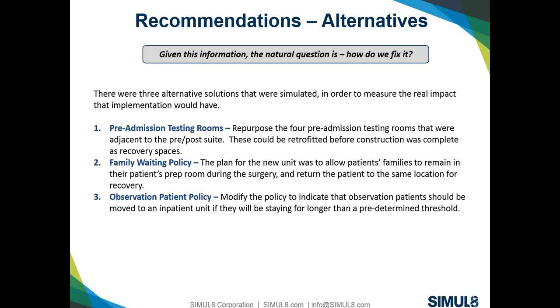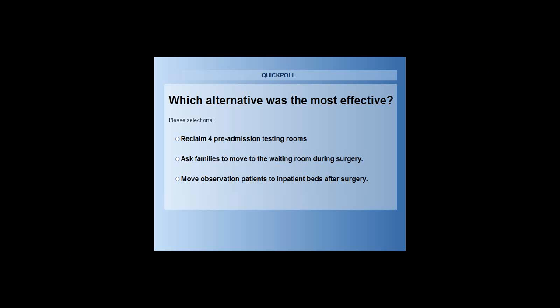And then if we do modify the policy, at what point is the appropriate threshold, right? Is it 4 hours? Is it 10 hours? Is it 24 hours? Okay? So those are the three alternatives. So I would love to know what it is that you think would be most effective. What does your instinct tell you? What does your experience tell you? Is it to reclaim the pre-admission testing rooms? Is it to ask families to move to the waiting room? Or is it to move observation patients and change that policy?